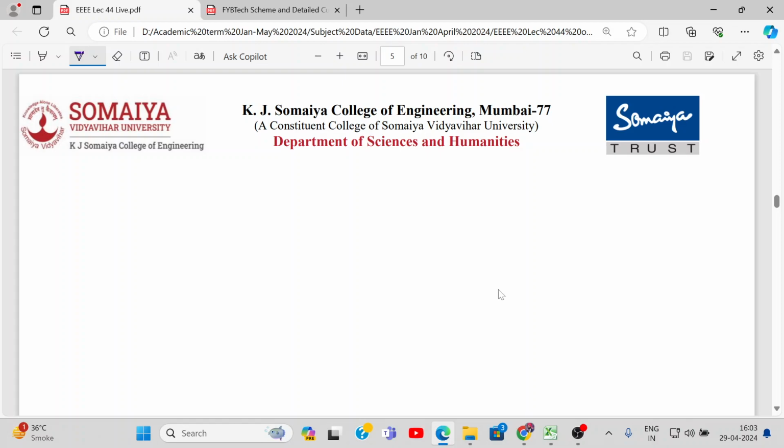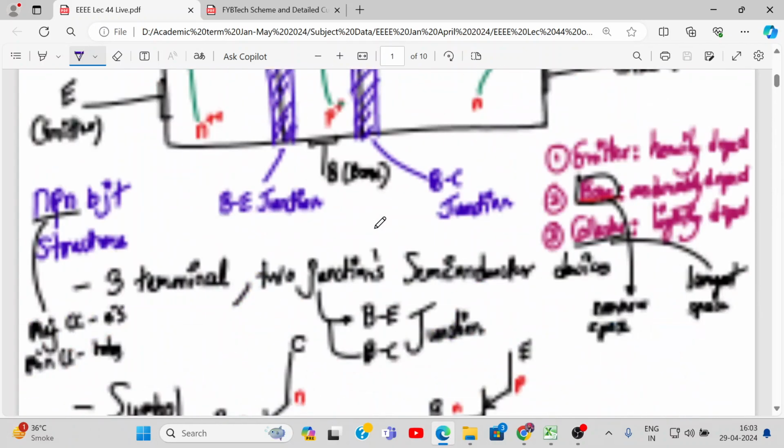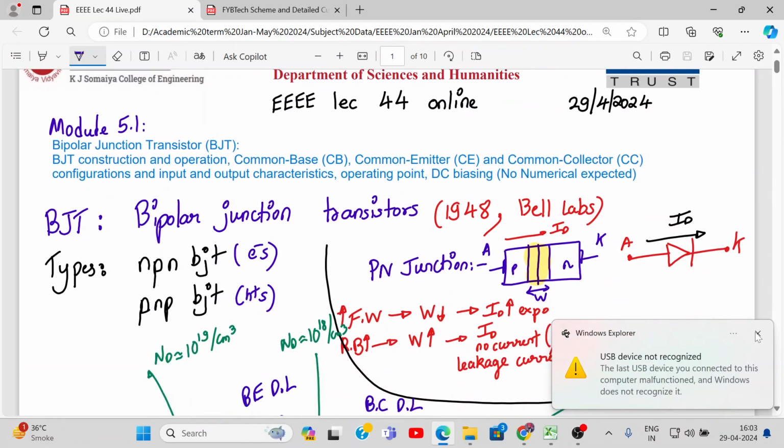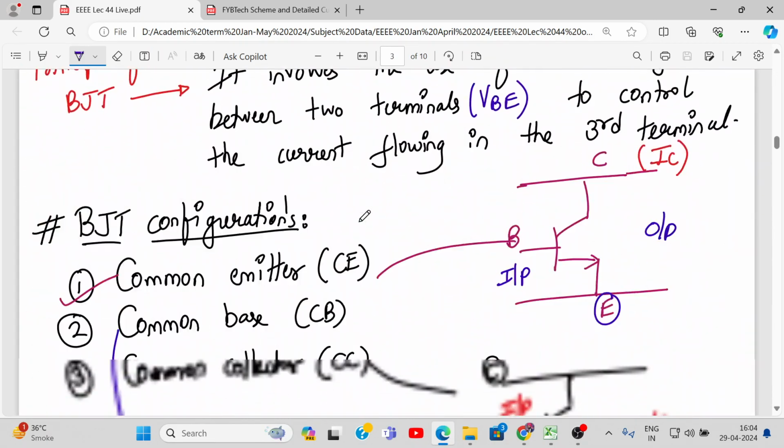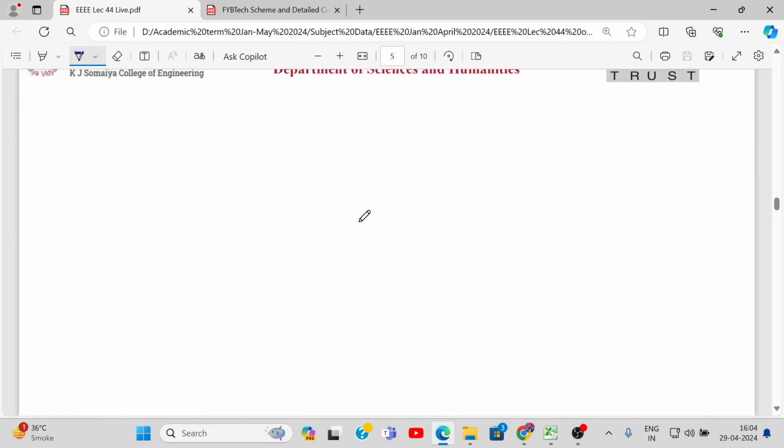So now let's discuss the BJT characteristics, the input output. Let me go to the first page. We have completed BJT construction and operation. Now we are going to input output characteristics of CB, CC and CE. Okay, I'm just drawing it today. Then later on, tomorrow we'll explain them one by one. So please write down along with me. Let me connect this writing pad first. Yeah, it's connected now.